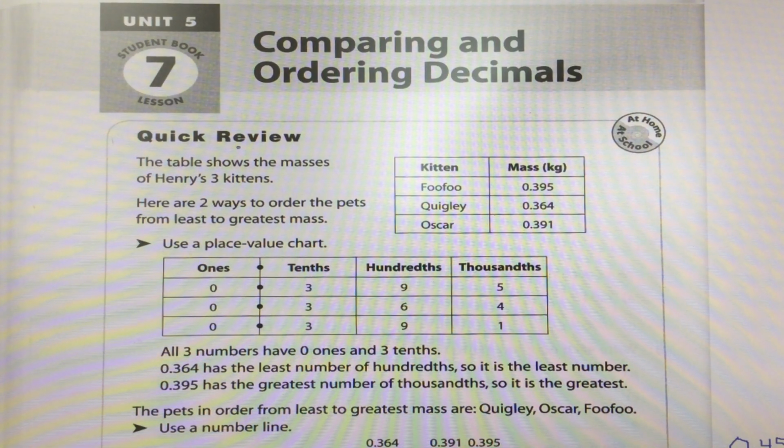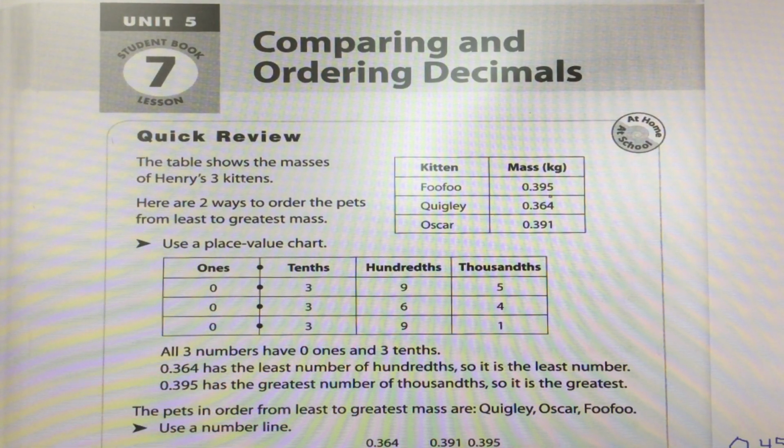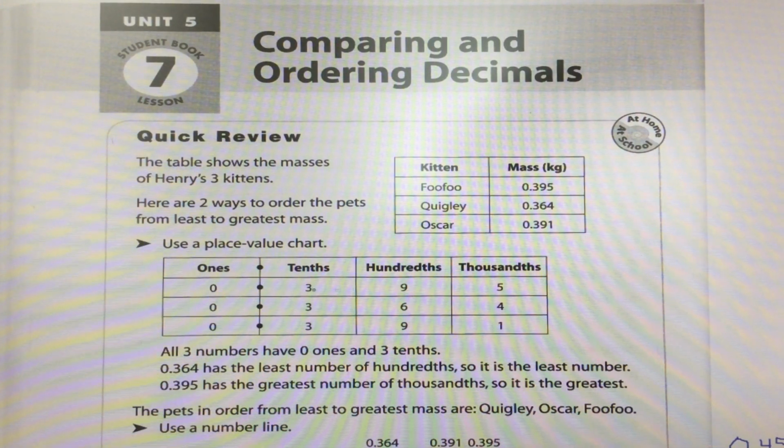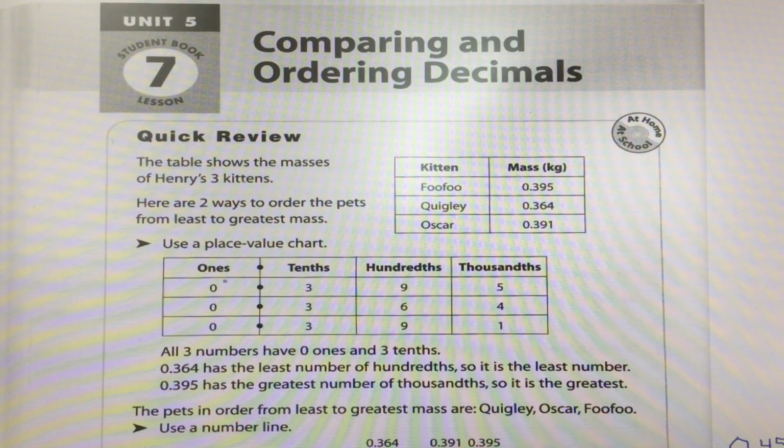Under the quick review section, it says this table shows the masses of Henry's 3 kittens: Foo, Quigley, and Oscar. There are our masses in kilograms, and each one is taken to the thousandths column. If we put them in a place value chart, none of them have a full kilogram, so our ones are all zeros. All of them have 3/10, and then the hundredths are somewhat different, and the thousandths are different. So it says all three numbers have 0 ones and 3/10.